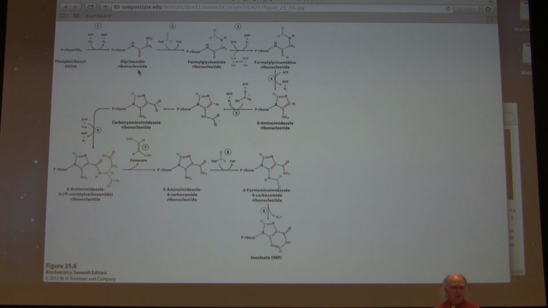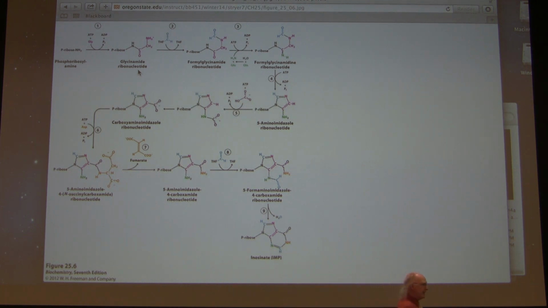All right. Here is a phosphoribosylamine. There's actually a step prior to this that's not shown here, and that step is PRPP going to this compound right here. It's unfortunate it's not shown, because the enzyme that makes this compound, the phosphoribosylamine, from PRPP is the most important regulatory enzyme for purine synthesis.